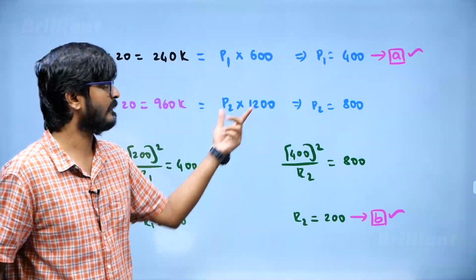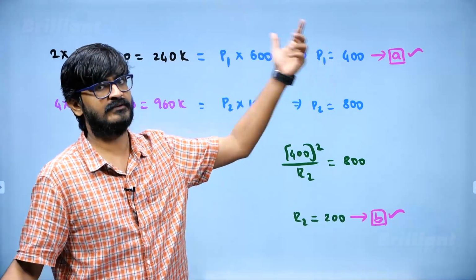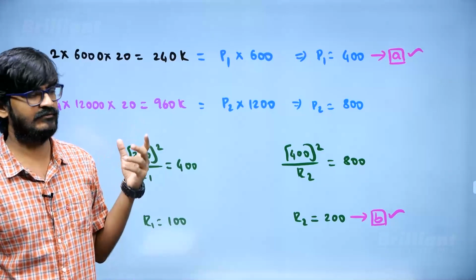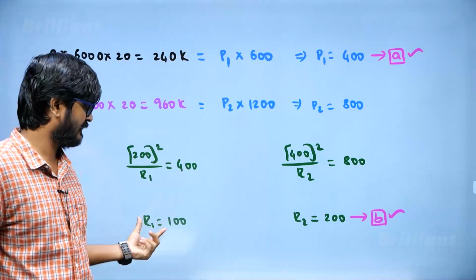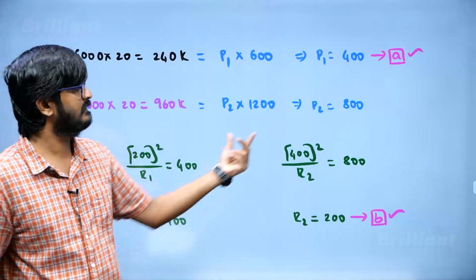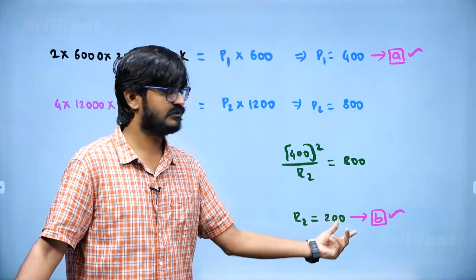Now what is this power? How to get this power? V square by R, right? Because they have given V, so use V square by R. When you do that, you will get the resistance of the first one as 100. Similarly, the resistance of the second one is 200.